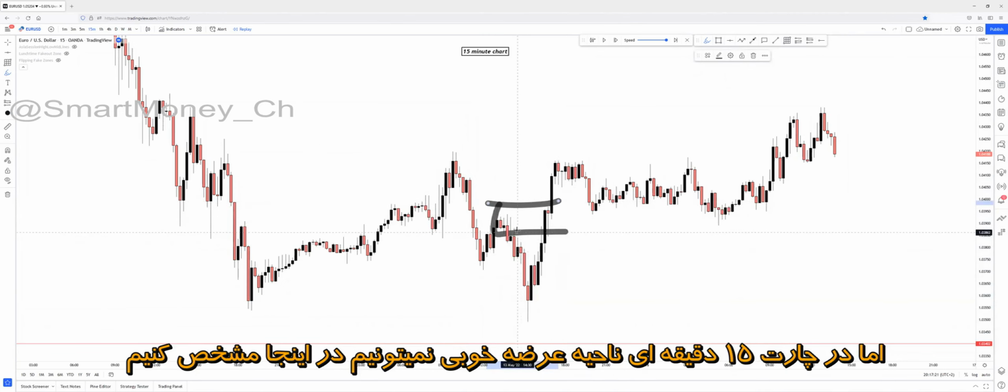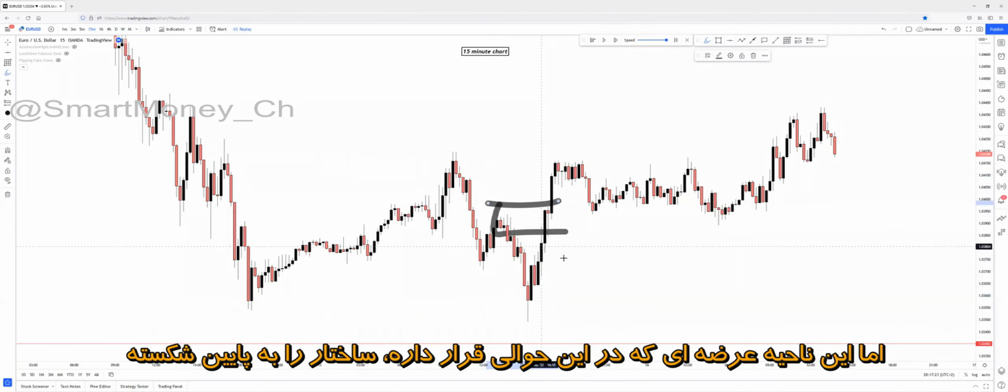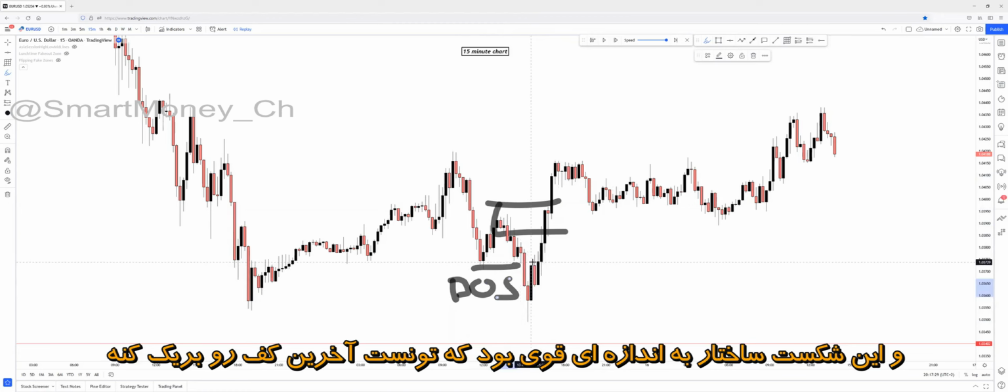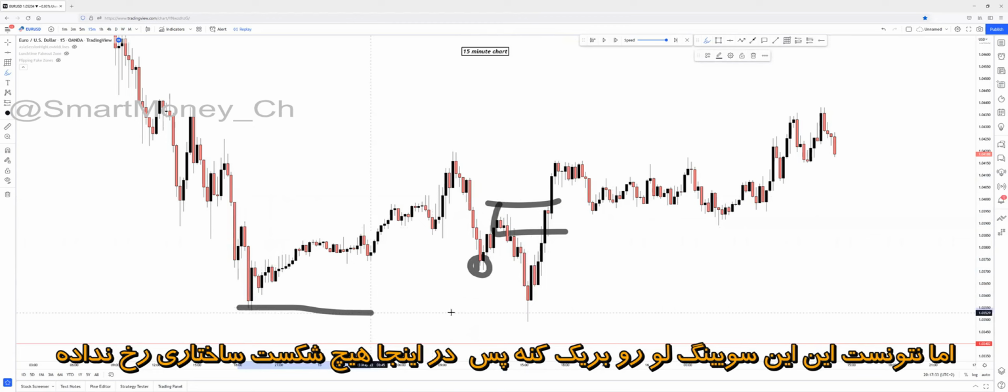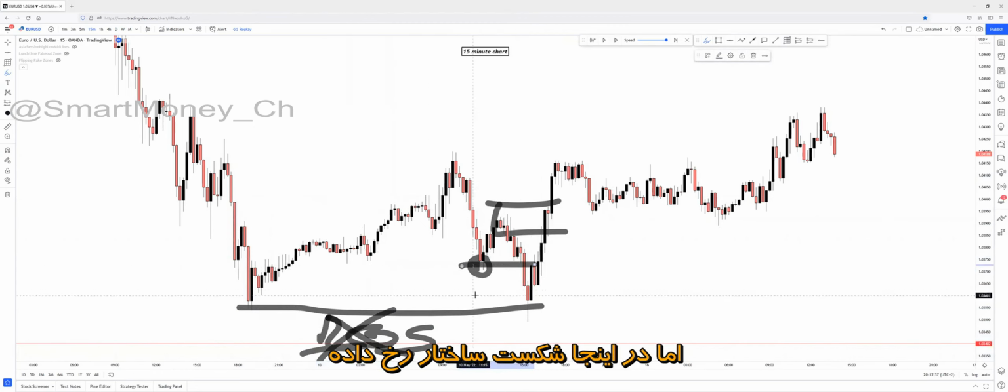But on the 15-minute chart, we can't really identify a good 15-minute supply zone here. But somewhere around here, a supply zone has broken structure to the downside, and this break of structure was strong enough to break below the last recent low point, but it wasn't strong enough to break below the last recent swing low point here.